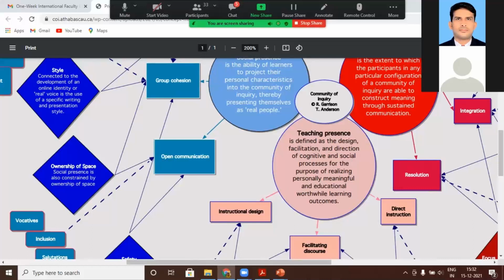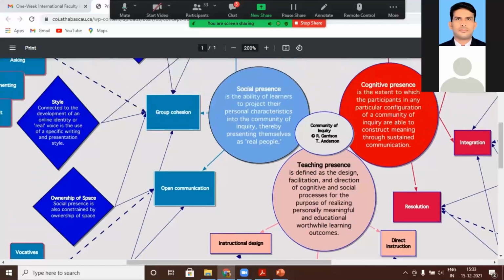If it is a cloud space which is equally shared by the learners as well as the teachers or the instructors, it's okay. But if you invite any learner into your own space, I'm not saying space means in your room or in your classroom or at your home. Here, the space means the learning space, the platform, the timing, the duration. So if the ownership of the space is with the teacher, many learners may not feel very comfortable with that. The same is true of style. Style connects to the development of an online identity and a real voice by using specific writing and presentation styles. So this is again a very important factor.